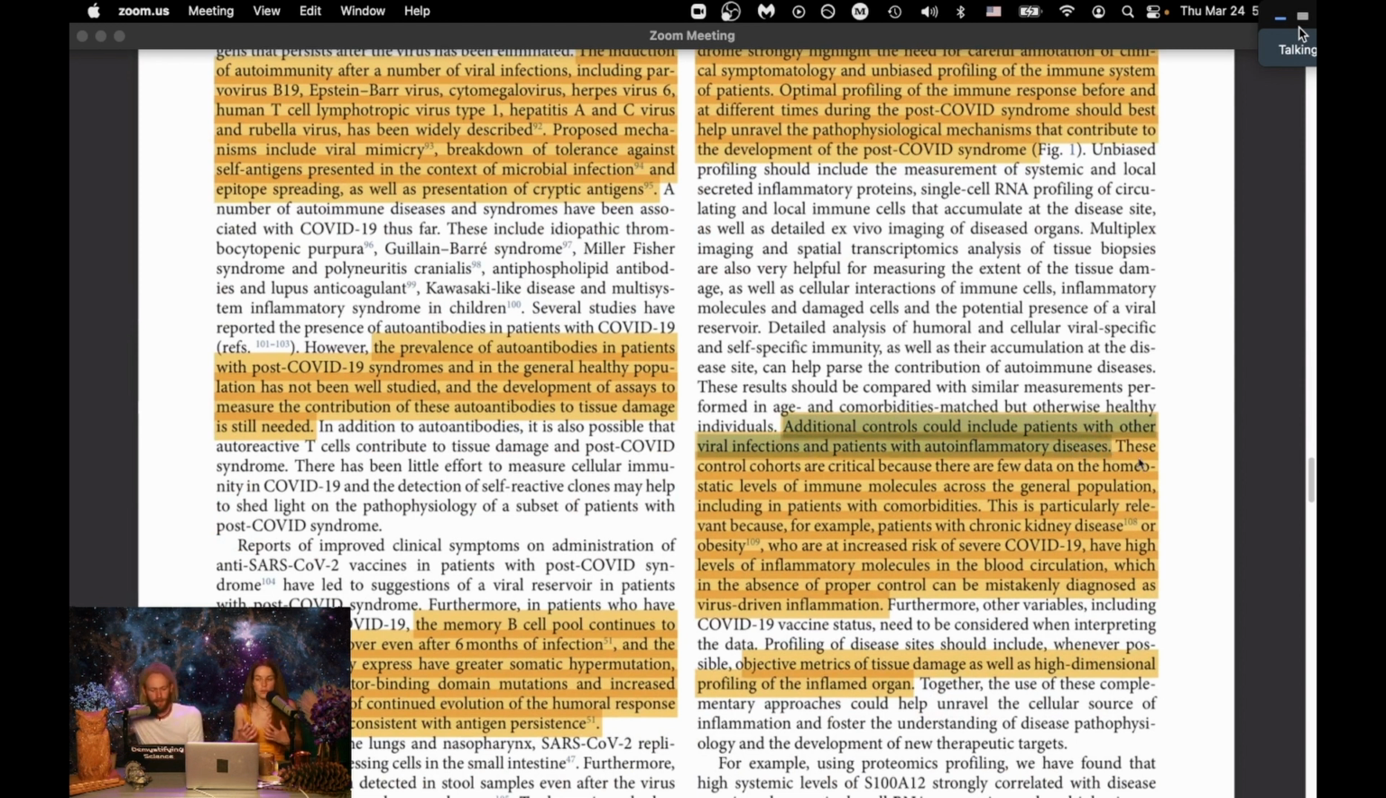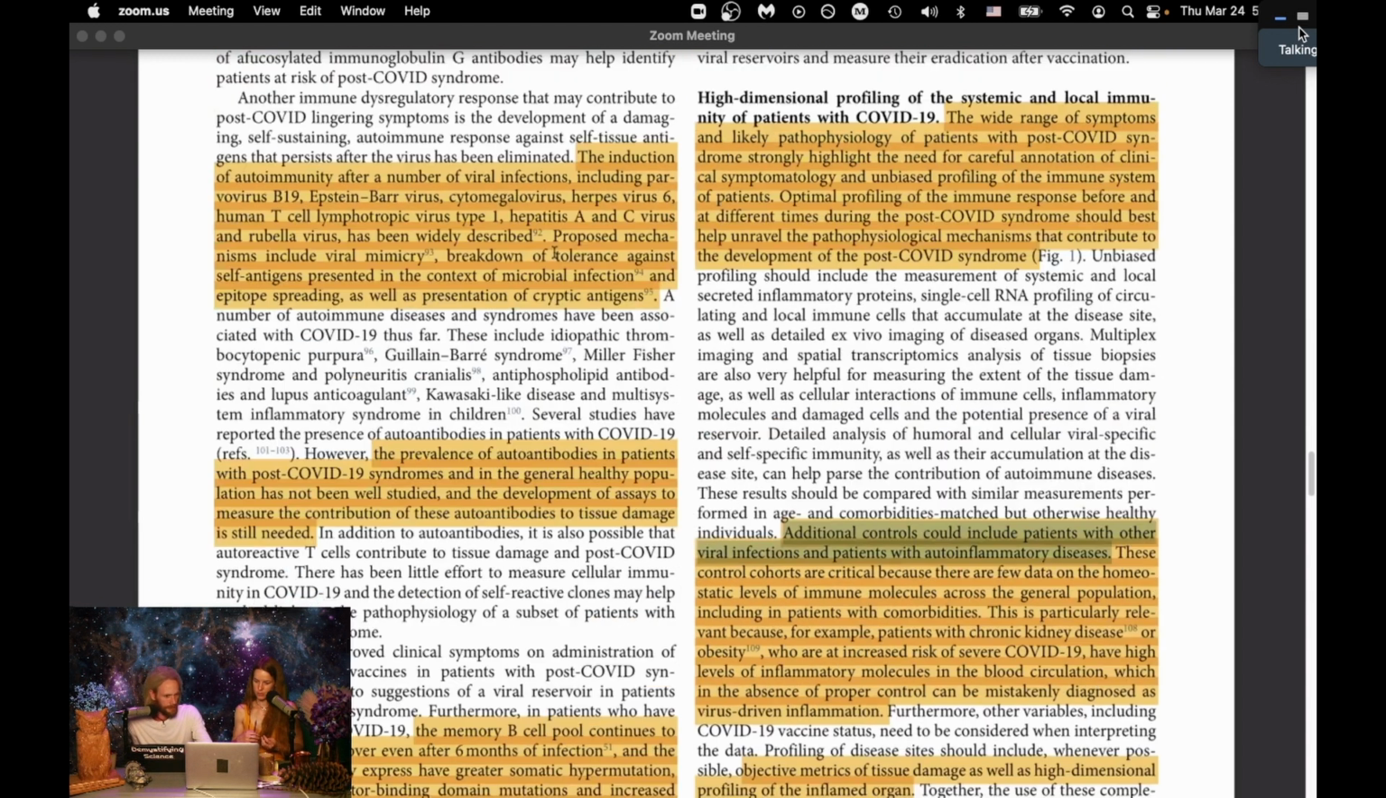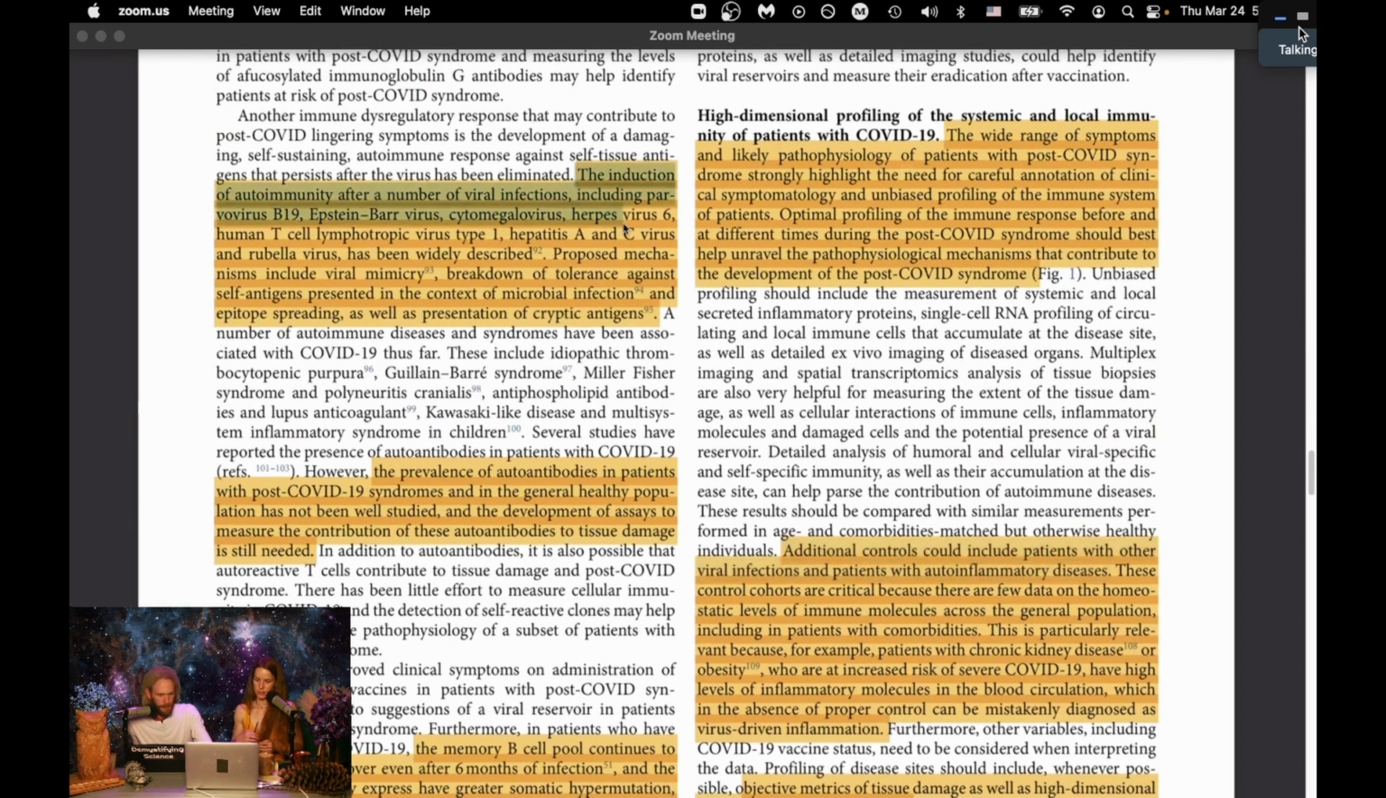I forgot to mention that too. They say on the other side of this paper that other viruses do very similar things. Where is it? Here we go. The induction of autoimmunity after a number of viral infections, including parvovirus, and so on. So they've seen this and they've seen similar constellations in other viral infections.